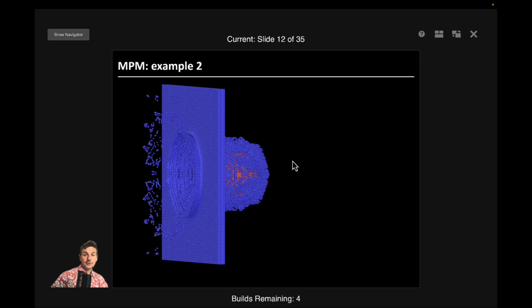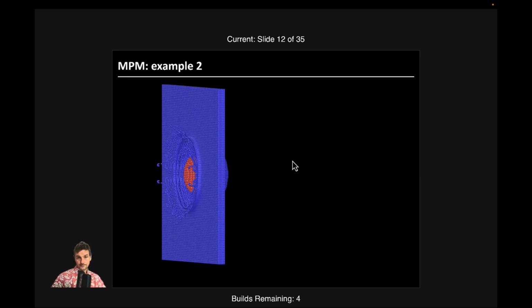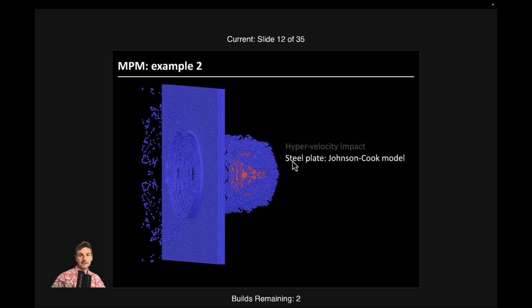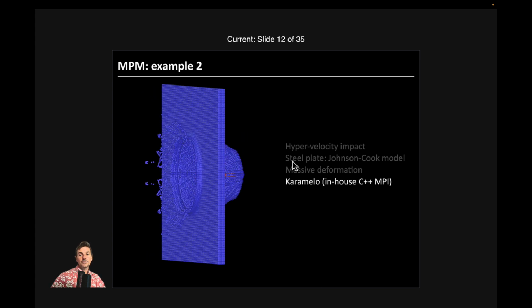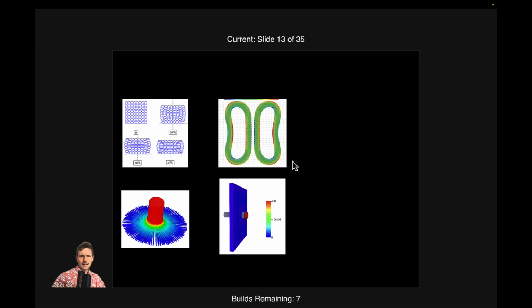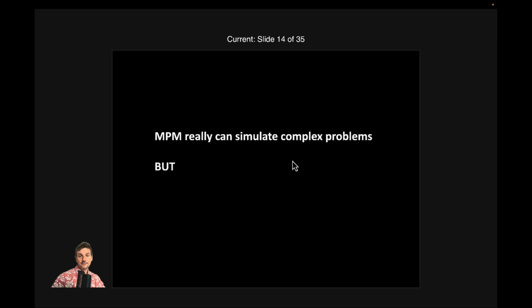Then explosions, and fragmentation is something that you can do. So this is very nice. This is called hypervelocity impact with Johnson-Cook model. Really huge simulations with Caramello. There is no mesh generation, very simple basis functions, very large deformations, automatic no-slip contact, also multiple contacts can be done, and simple boundary condition treatment, simple implementation.